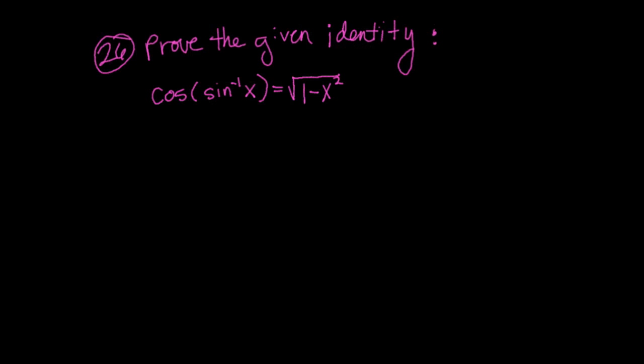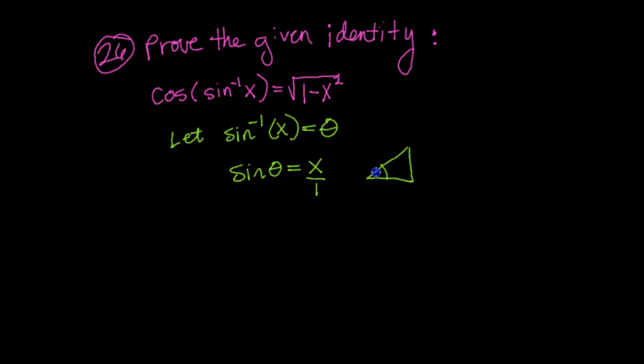Okay, I'm not going to have you prove too many identities, but I did give you number 27, so I'll do number 26. First we're going to start with letting sine inverse of x equal theta. That means that the sine of theta is equal to x. Once again, we're going to do some right triangle trigonometry. So here's a right triangle. Here's theta, and x is opposite from this angle theta, over the hypotenuse. So it's x over 1.